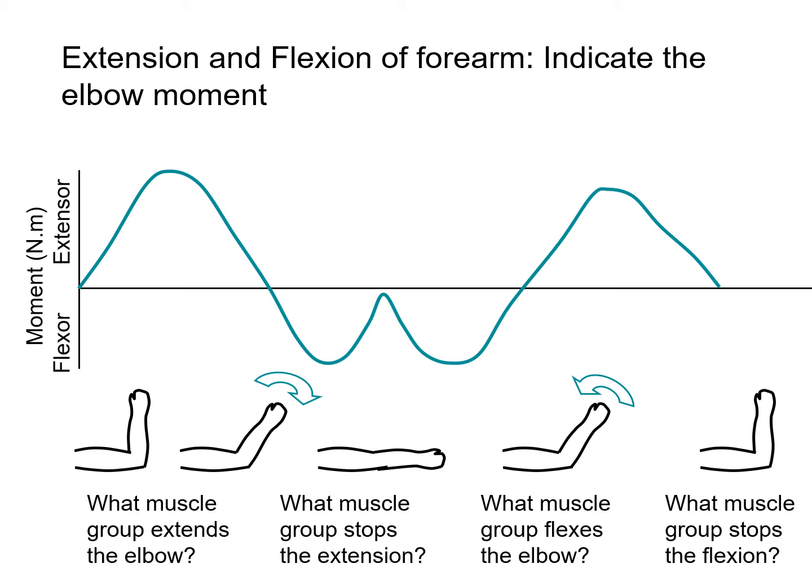Then when we go into elbow flexion, our elbow flexors, our bicep brachii muscles, are then the agonists, and the muscles on the opposite side, our tricep brachii, are going to be our antagonists. So these would stop the flexion.